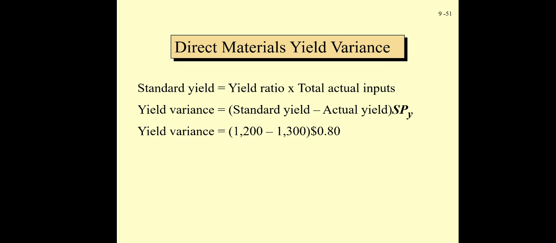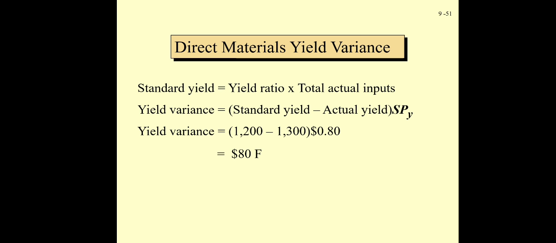Direct material yield variance. So this is the calculation for direct material yield variance. Standard yield equals yield ratio times actual inputs. Yield variance is standard yield minus actual yield times standard price. So the yield variance in this example is 1,200 minus 1,300 times 80 cents. The answer is $80 favorable.